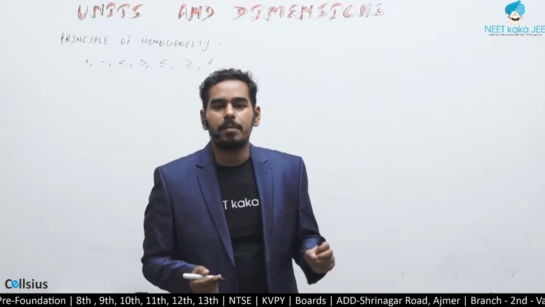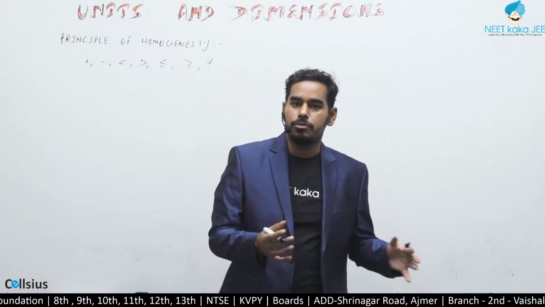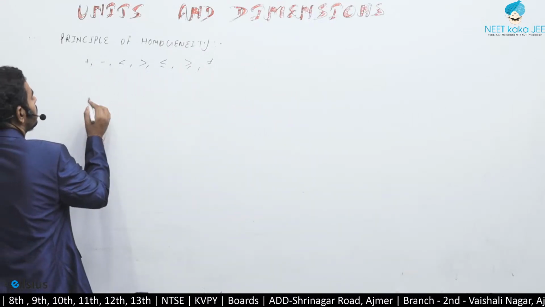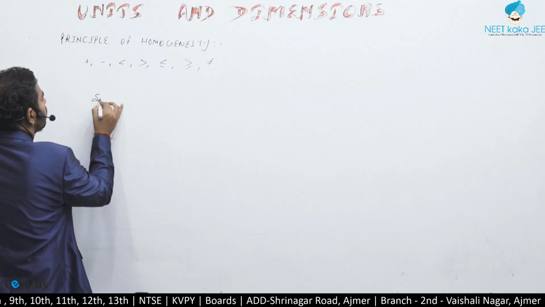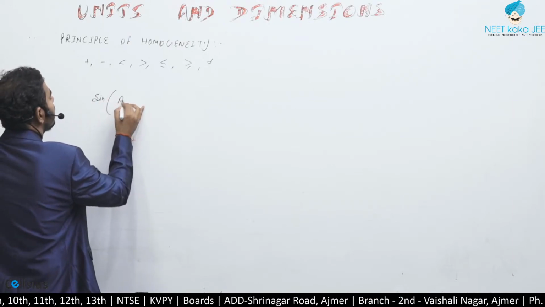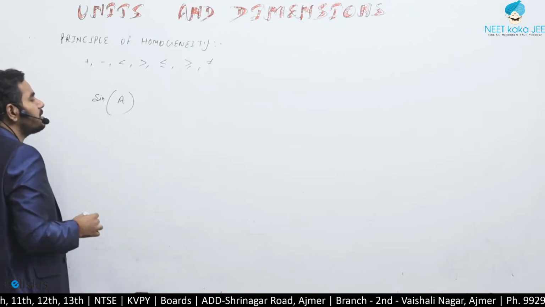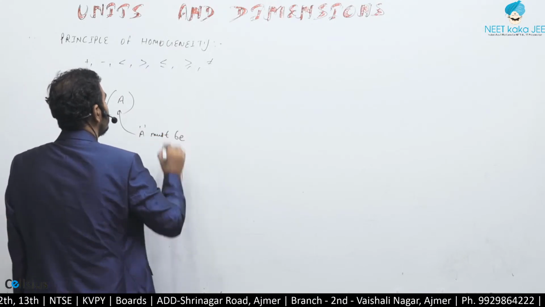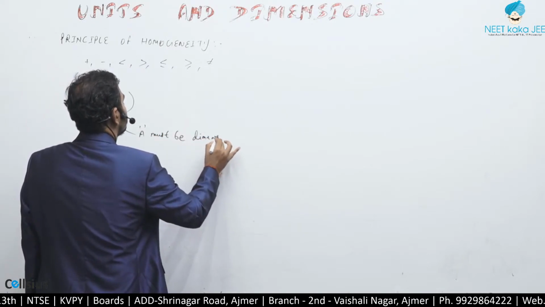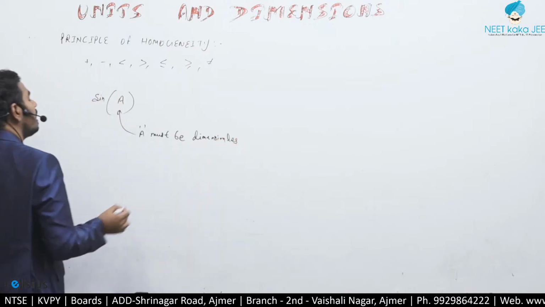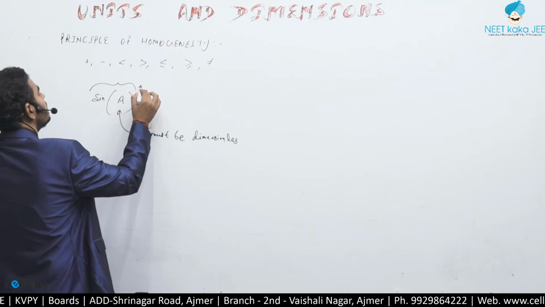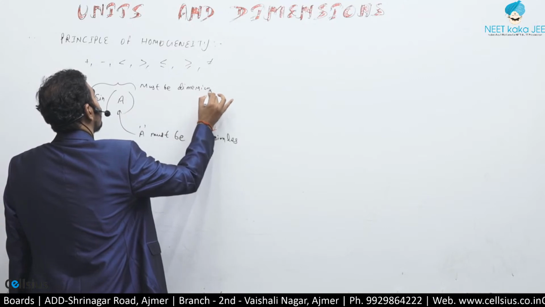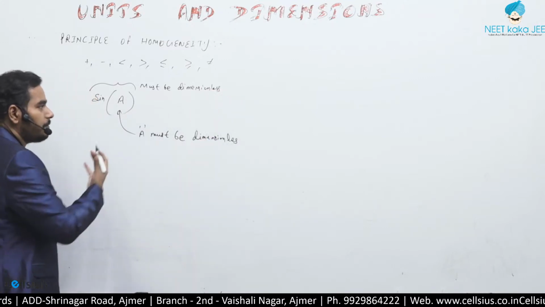One important part about principle of homogeneity that I want to let you know was the second part of principle of homogeneity, that is, if something is within a trigonometric function, like it is written sine A, okay? If it is written sine A, then A must be dimensionless, okay? And also overall sine A must be dimensionless. So A must be dimensionless and overall sine A must be dimensionless if it is written like this, okay?